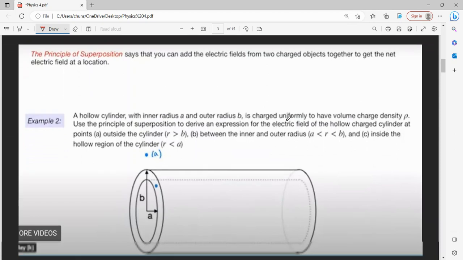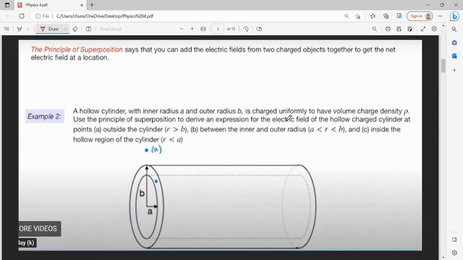All right, our next example is a little more complicated. So we have a hollow cylinder. It's missing another cylinder that is inside of it, so it's not solid. And we want to find the electric field at point A, so that's already drawn out for us. Part B, which lies inside. And at point C, which is inside the hollow sector.